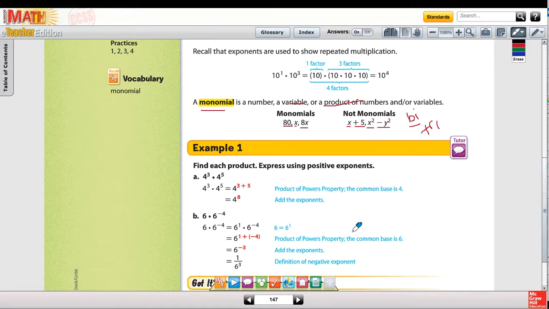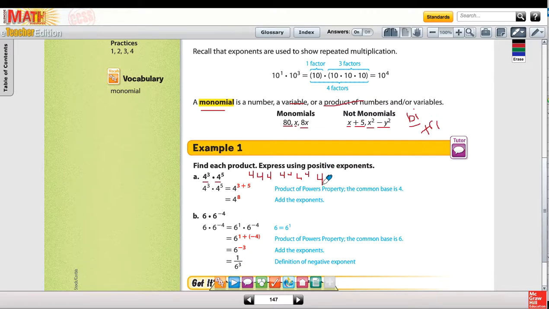At the bottom of page 147, we're looking at multiplying powers with the same base. The long way to show this is 4 to the third power would be 4, 4, and 4, three of those, and then times 5 more. So 1, 2, 3, 4, 5.